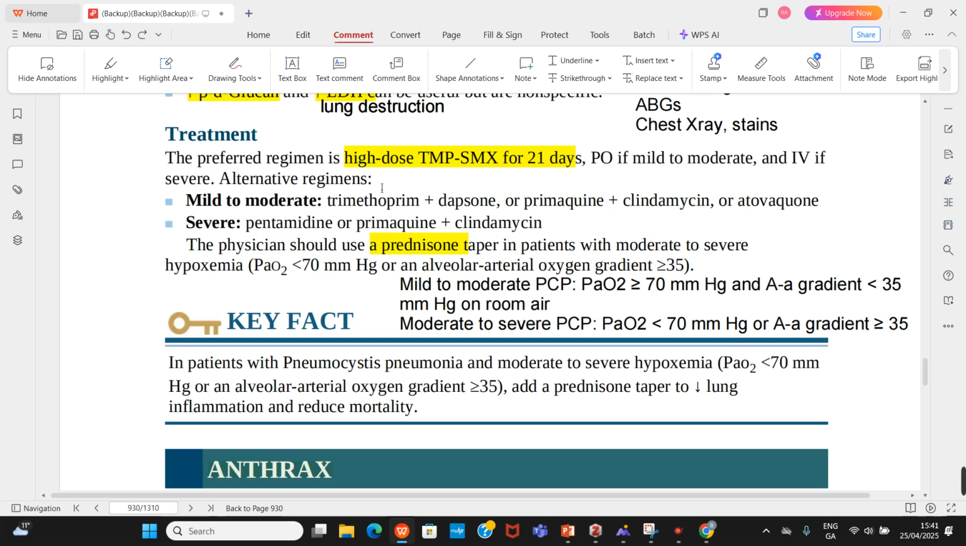But if you want to use some alternative treatment, it now depends on the degree. So these are the alternative treatments for mild to moderate disease. You can give trimethoprim with Dapsone. Septrin is trimethoprim with a sulfur drug, which is sulfamethoxazole. So I can replace it with another sulfur drug, which is Dapsone. What other condition did we say we use Dapsone to treat?